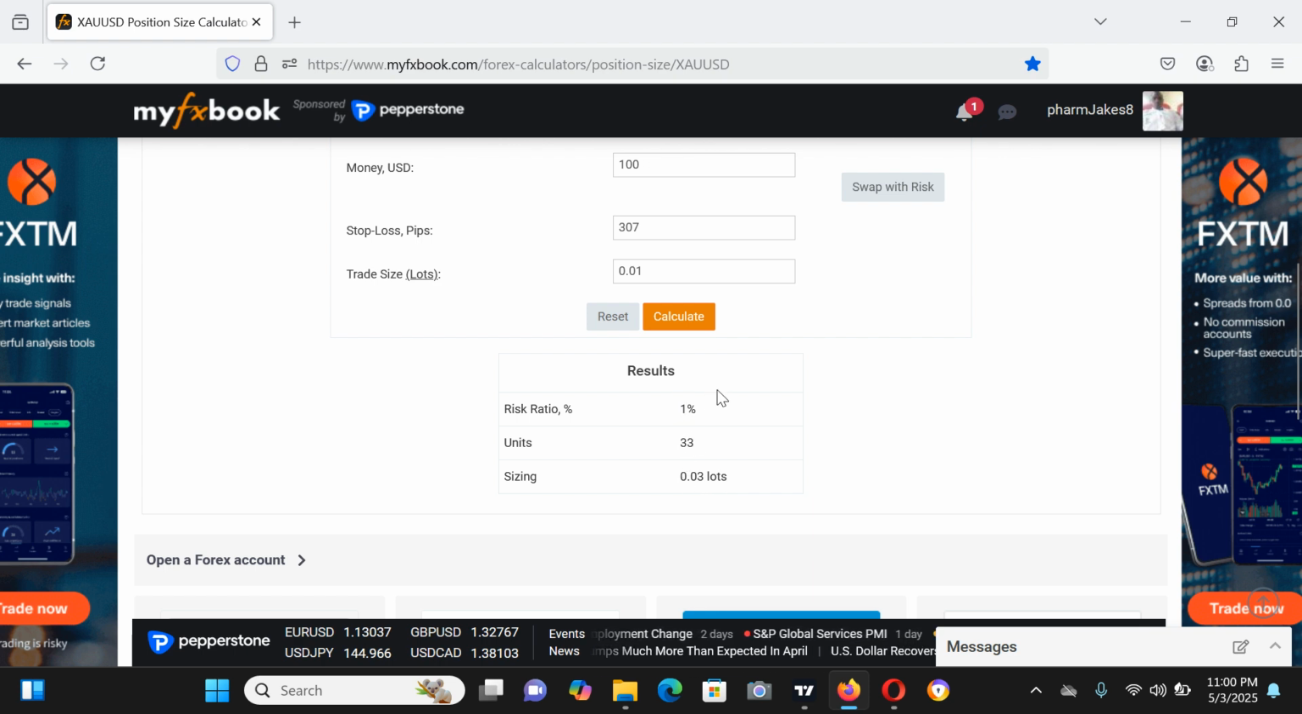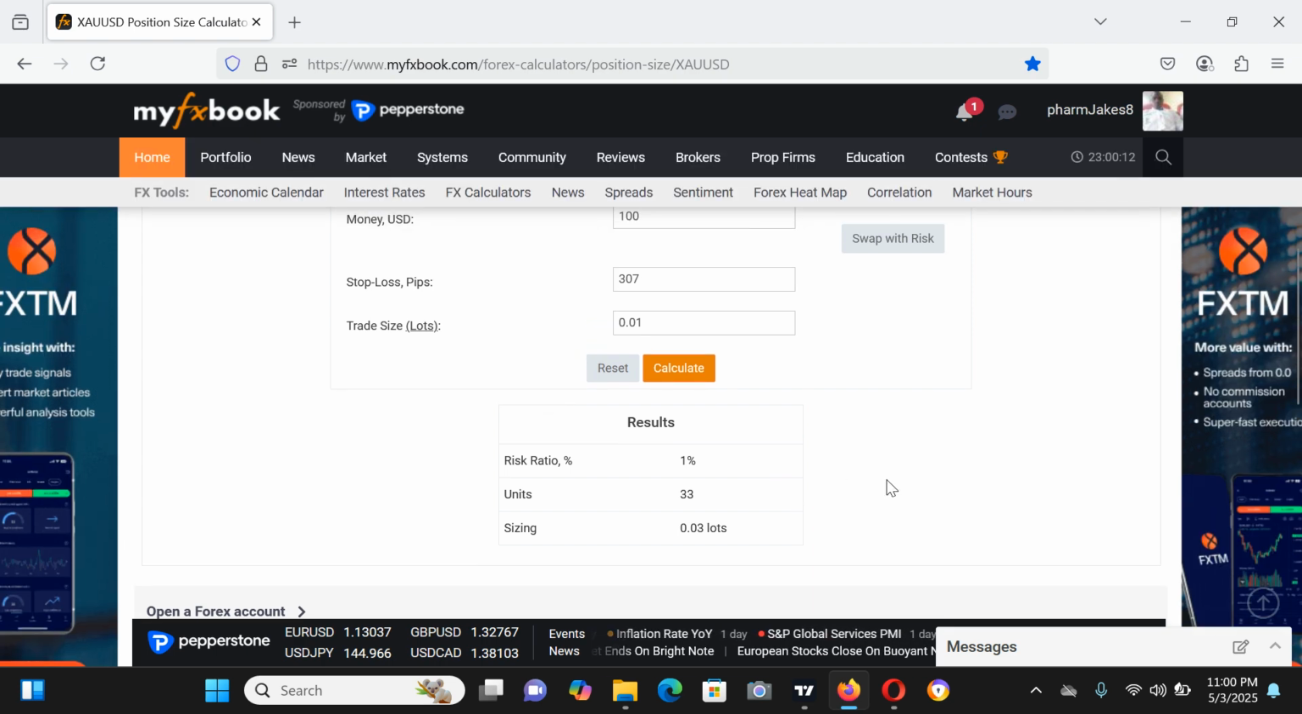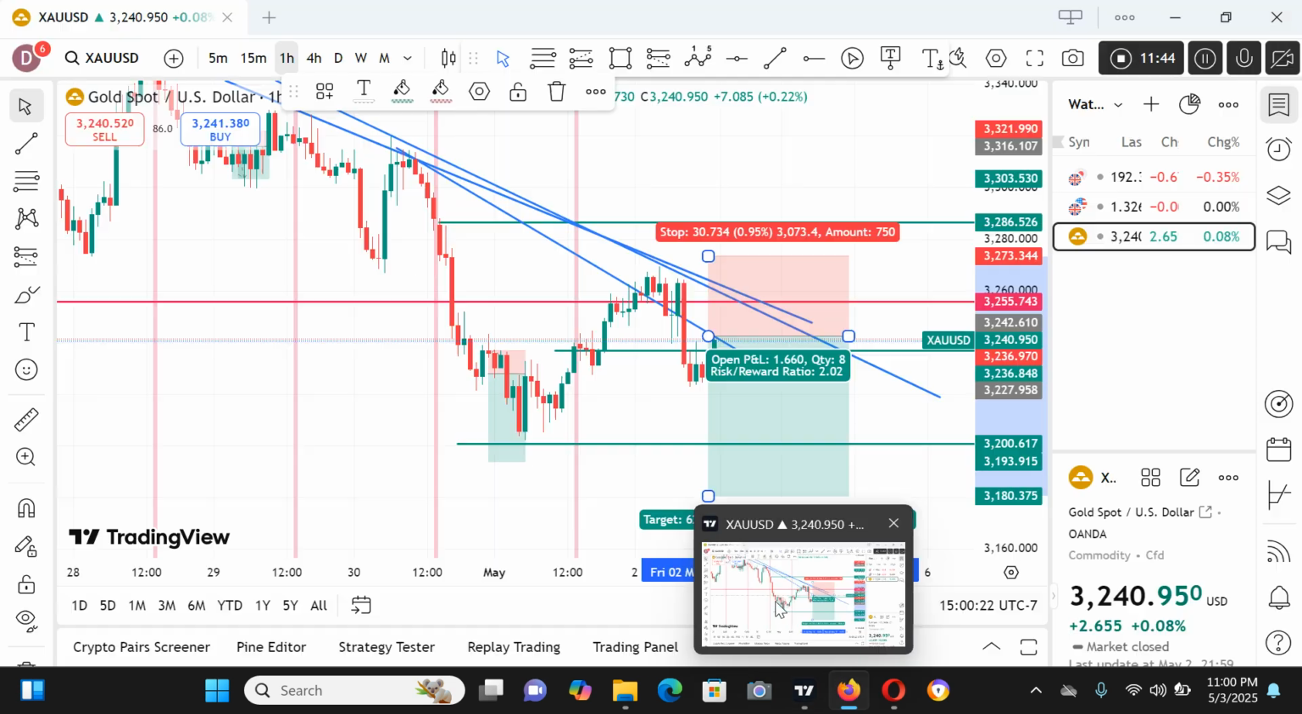So if the trade goes in our direction, we are going to make $200. And if the trade goes against us, we are going to lose $100. So that's how to calculate risk management on gold. So let's go back to our TradingView.